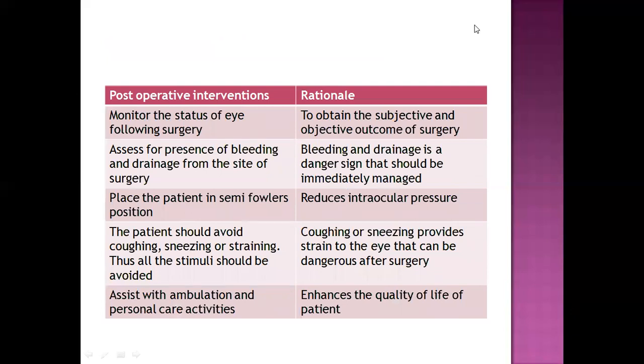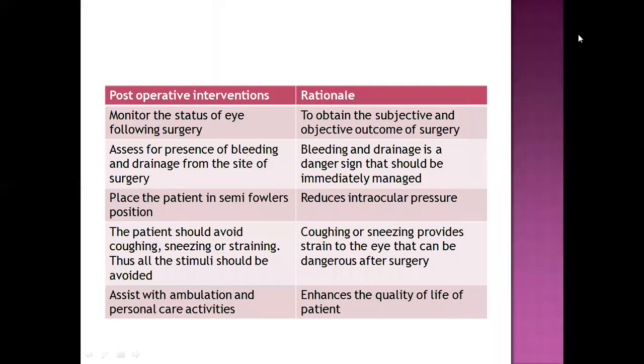For post-operative interventions, first of all, the status of the eye should be monitored so that we can monitor the outcome of surgery. And then the presence of bleeding should be assessed. Bleeding and drainage is a sign that there is some problem which should be managed immediately.